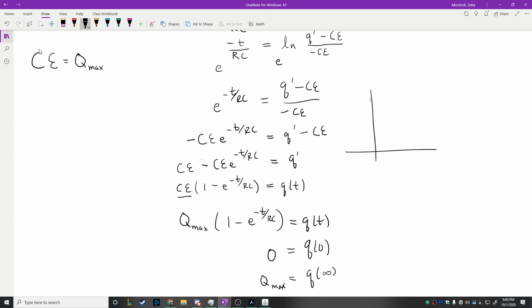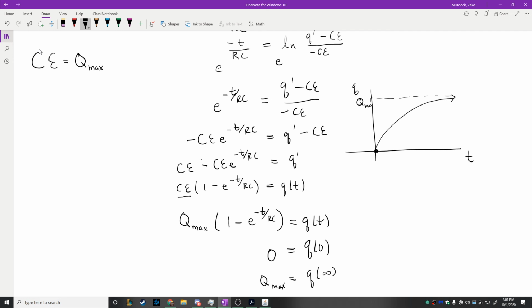So the way that we would plot this, if we plot q versus t, is that it would start off with 0 charge, and it would eventually reach some maximum value that we call Q max.